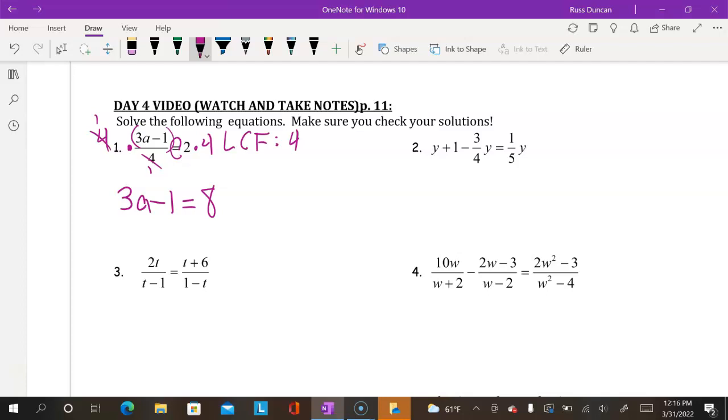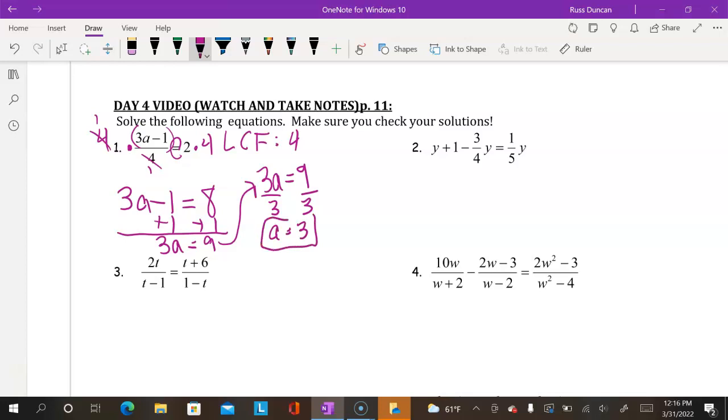Okay? Then I would solve this like you have in the past. Add 1. So 3a equals 9, and divide by 3. So a would be 3.